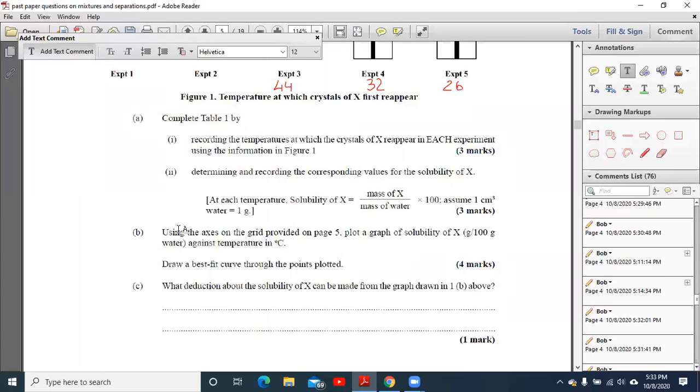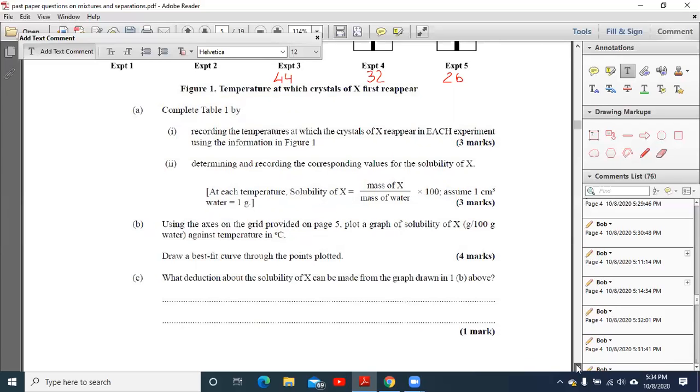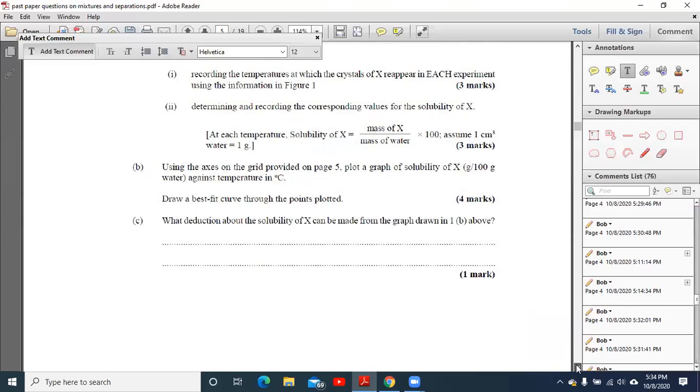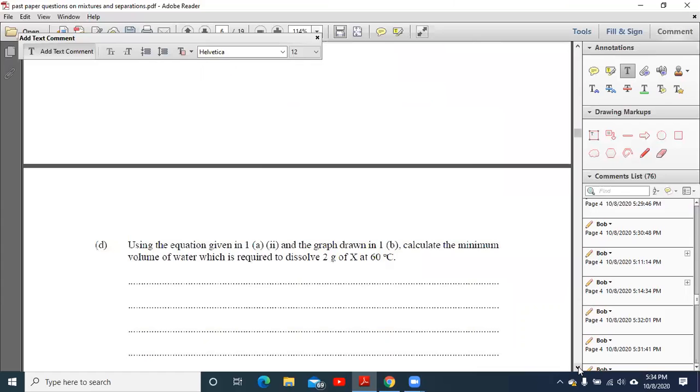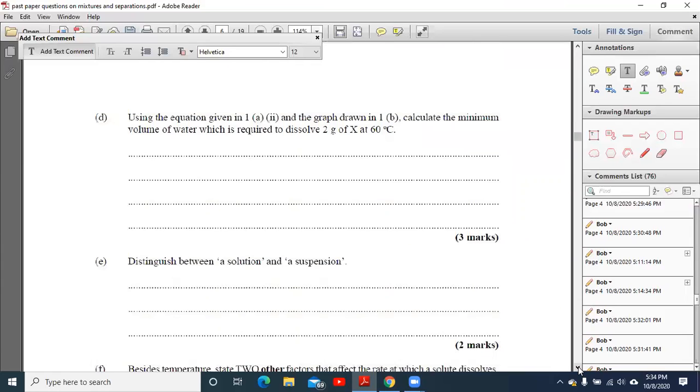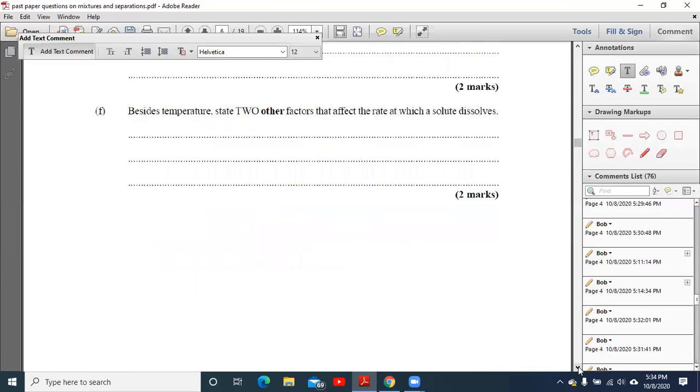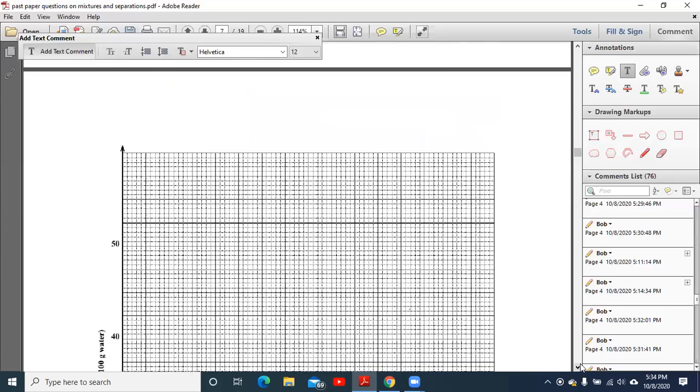So part B, now we're moving on to using the axis on the grid provided on page 5. Plot a graph of solubility of X against temperature in degrees Celsius, and you're drawing a best fit line through all your points plotted. So let's go to the grid and see if we can quickly plot our points.